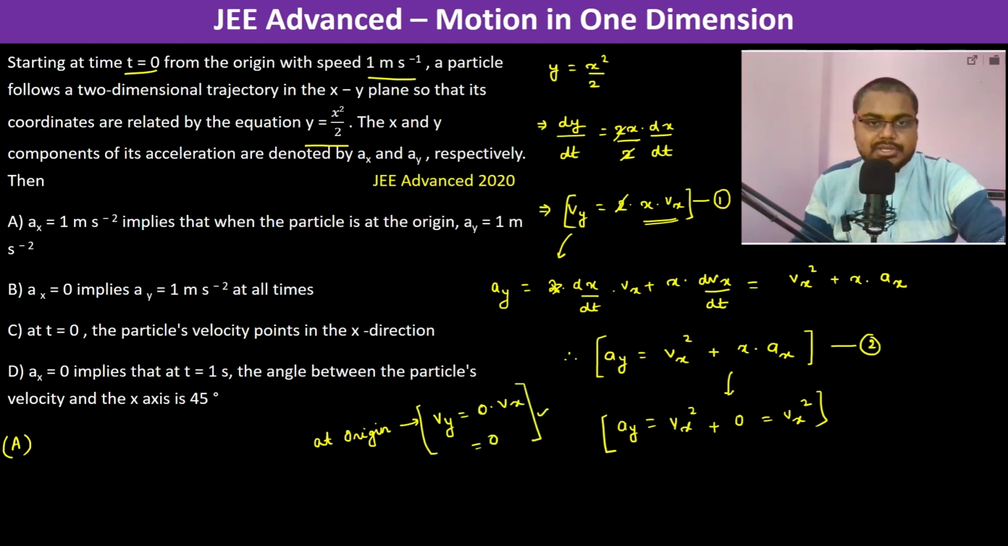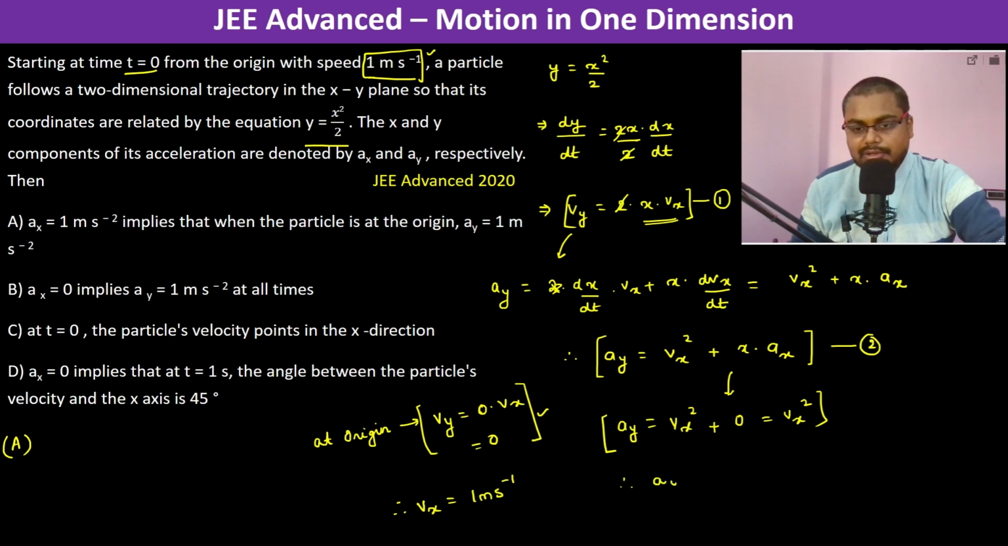Now the speed at the origin is 1 meter per second, so whatever the speed is, that is due to vx. So vx is equal to 1 meter per second, therefore ay becomes vx square, that is 1, which is correct. B, ax equal to 0 implies ay equals 1 meter per second square at all time. So here ax is 0, so ay will become vx whole square.